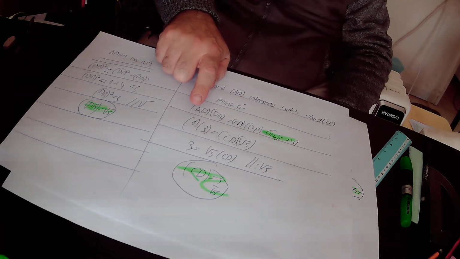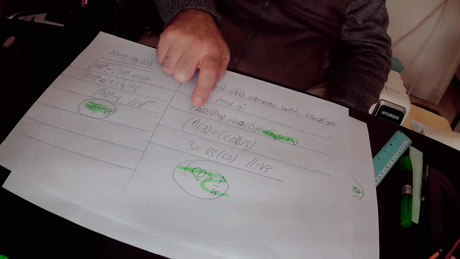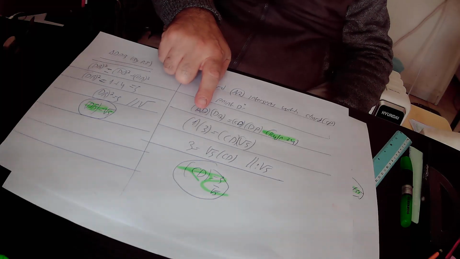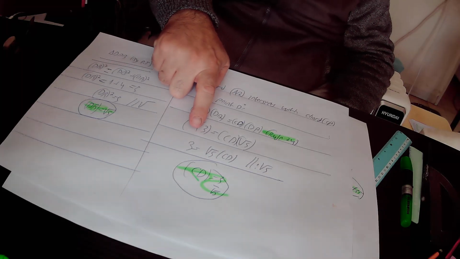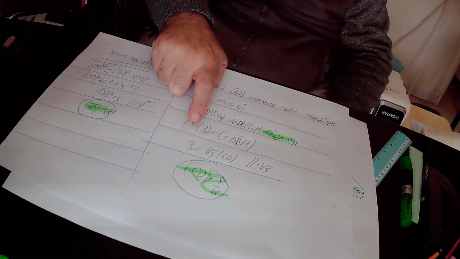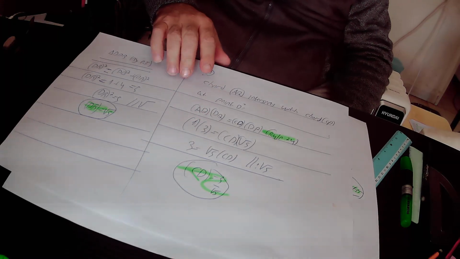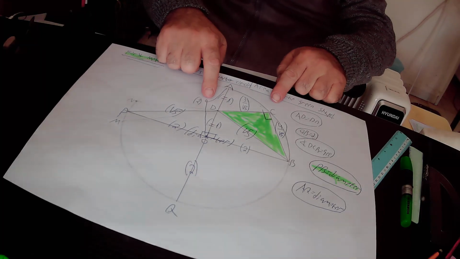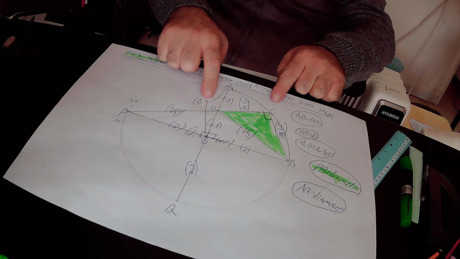1 times 3 is 3, so 3 equals the square root of 5 times CD. Here we divide the equation by square root of 5 and find that the missing side CD equals 3 over square root of 5 units. This is the missing side CD in its length.